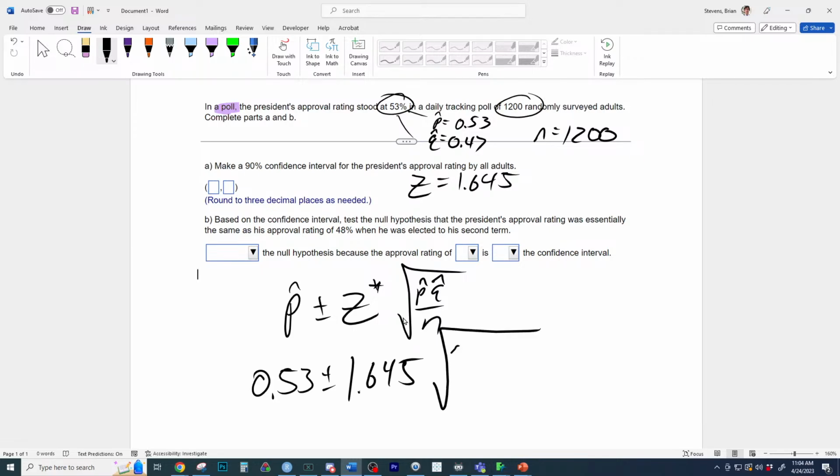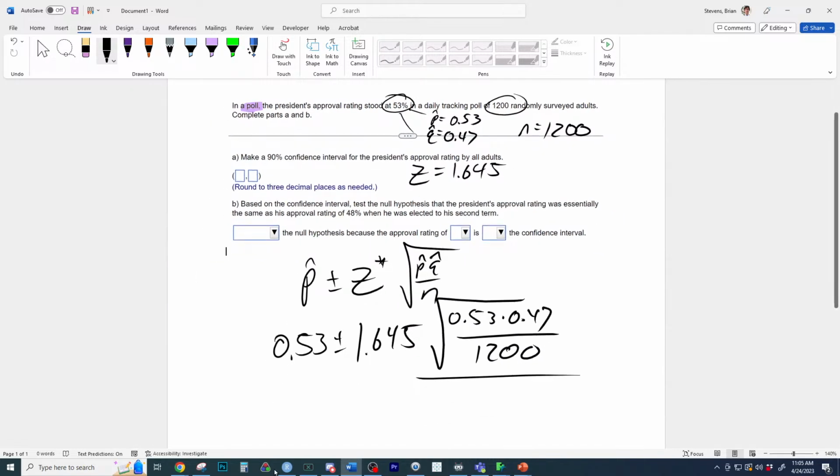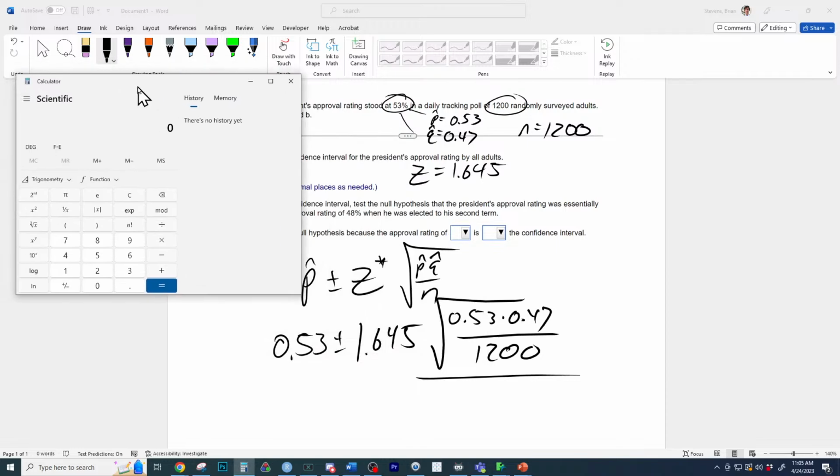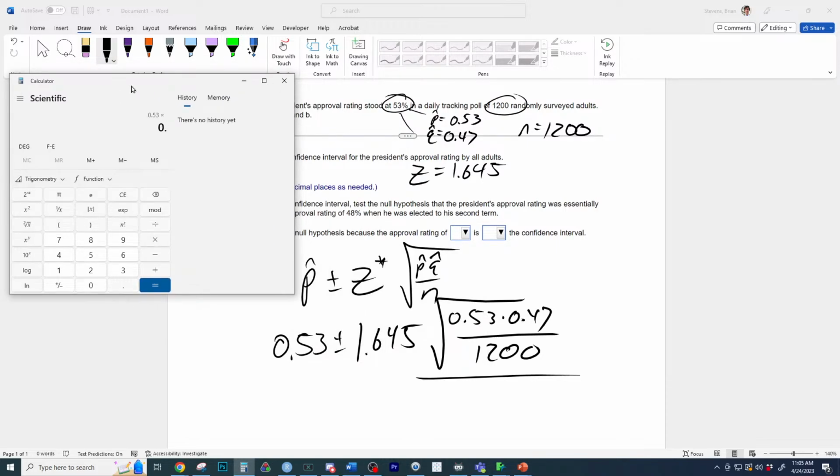We square root 0.53 times 0.47 over 1200. This last portion is the standard error of the interval. So we're going to solve that first, which is going to be, got the little help rectangle over there. 0.53, 0.47, 1200. There it is right there.